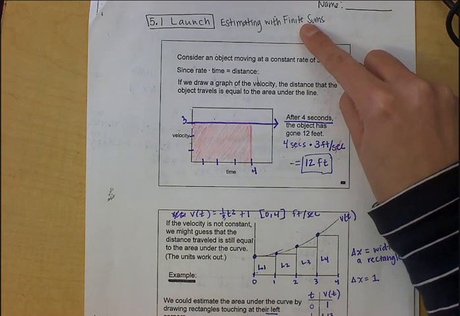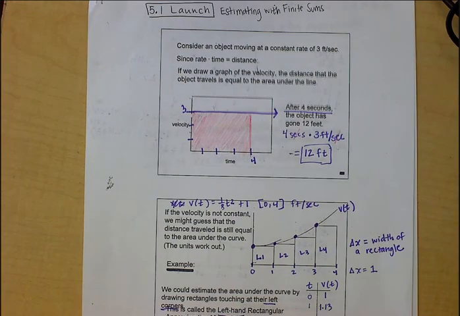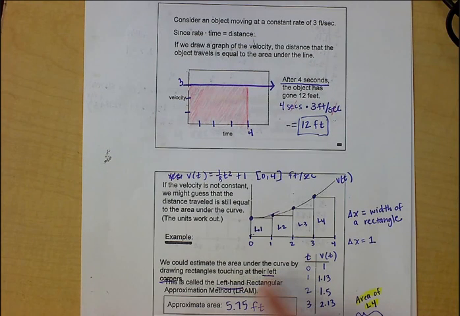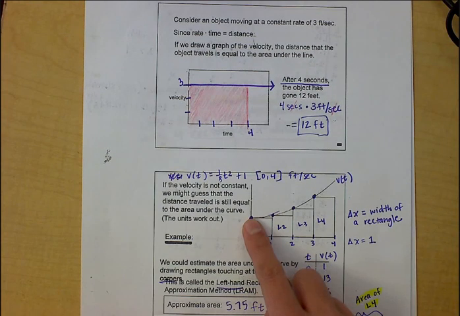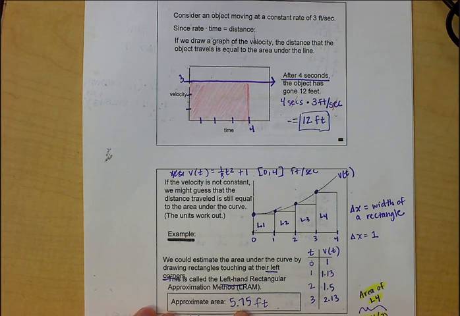So this means we find the area of the rectangles and add them all together to estimate the area underneath it. So the three methods that we learned about were the left-hand rectangular approximation, where you use the left corner of the rectangle and align it with the curve. Here we got 5.75 feet.